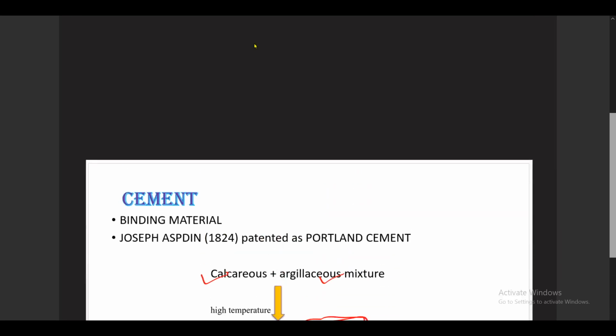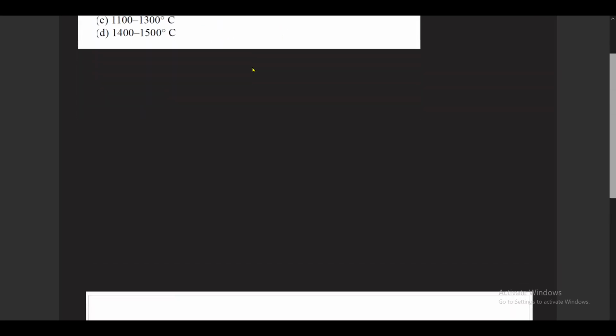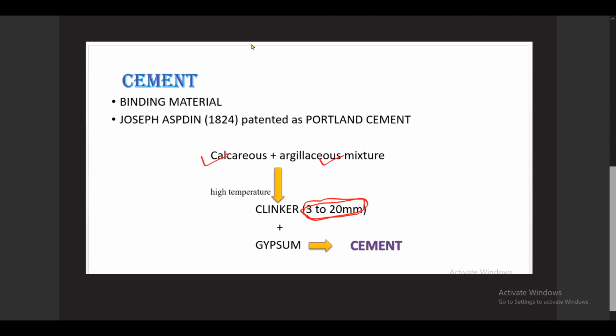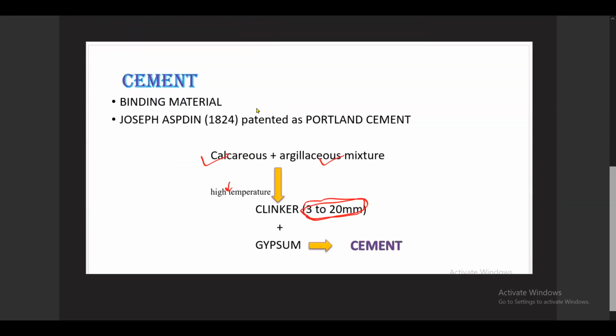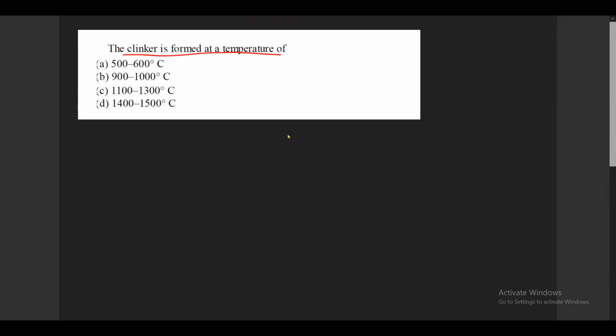Now the question here is asking the temperature. So the temperature in that rotating kiln is around 1400 to 1500 degrees Celsius. This is the sintering temperature where both constituents are combined in order to get the clinker. So the correct option here is option D, 1400 to 1500 degrees Celsius. The clinker is formed at that temperature.